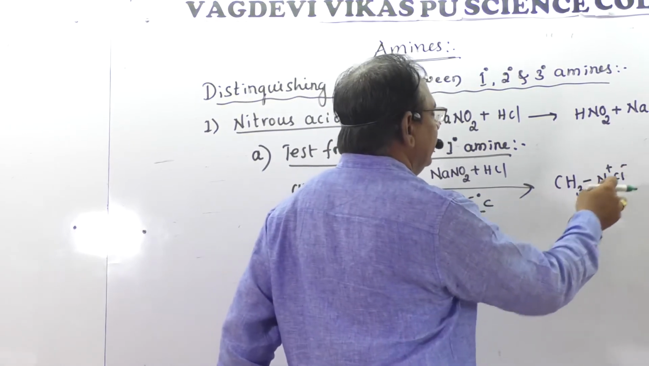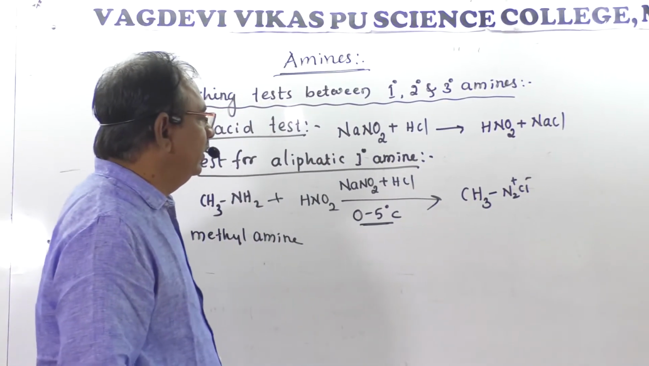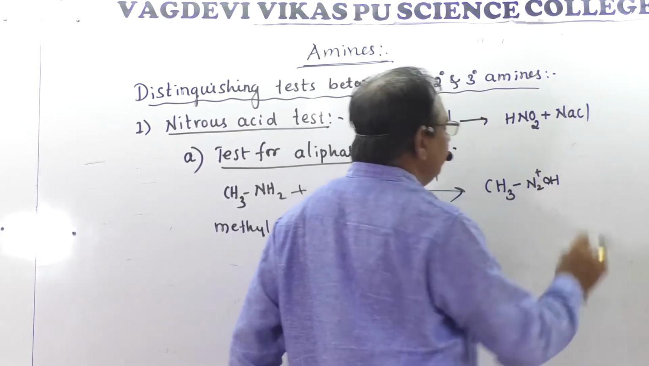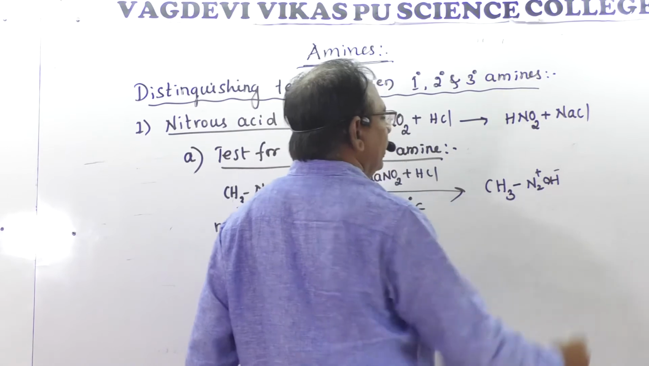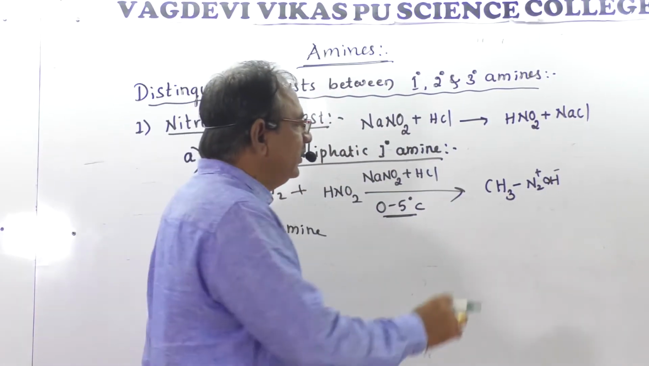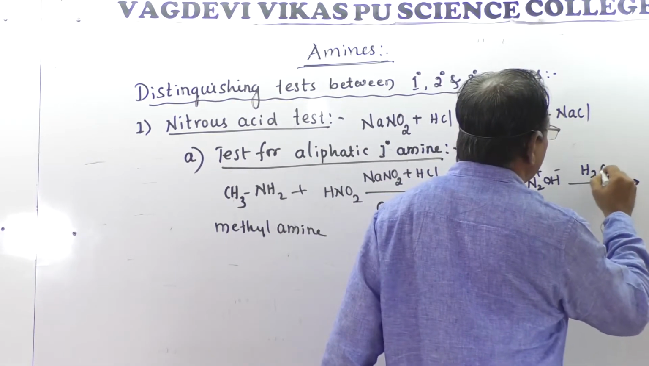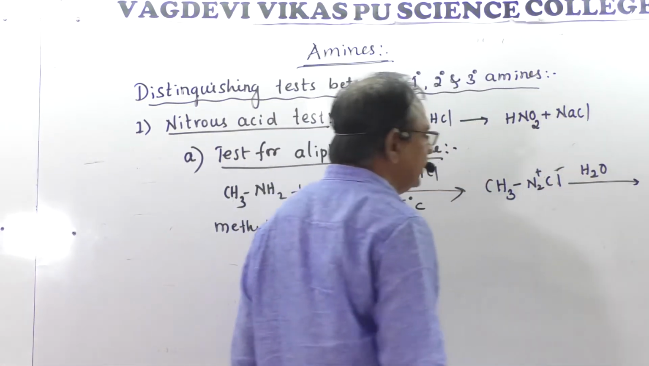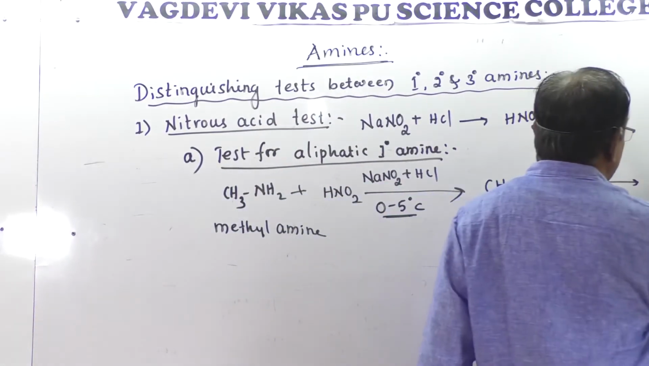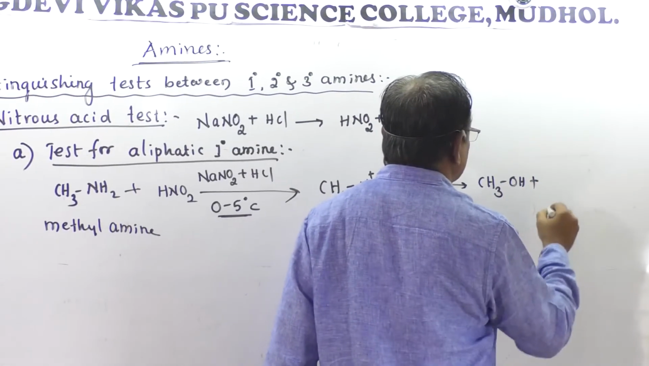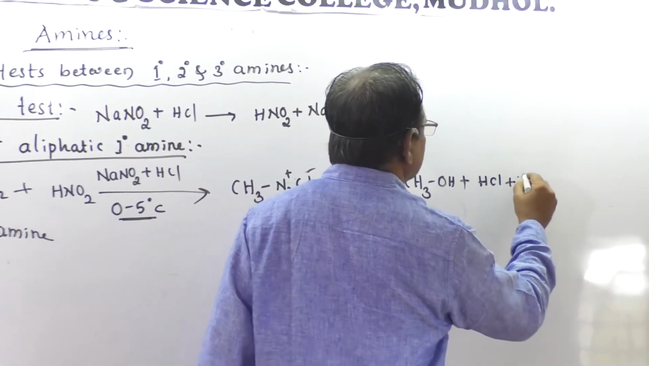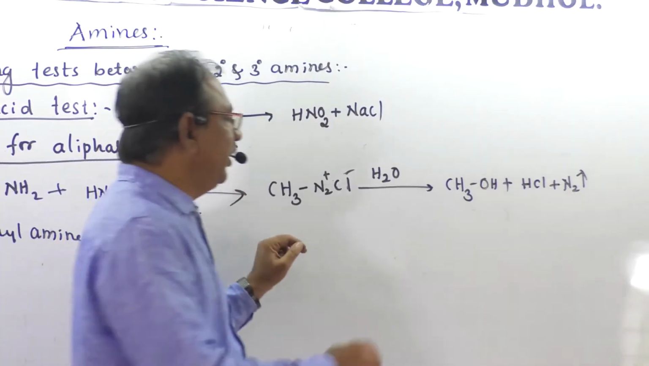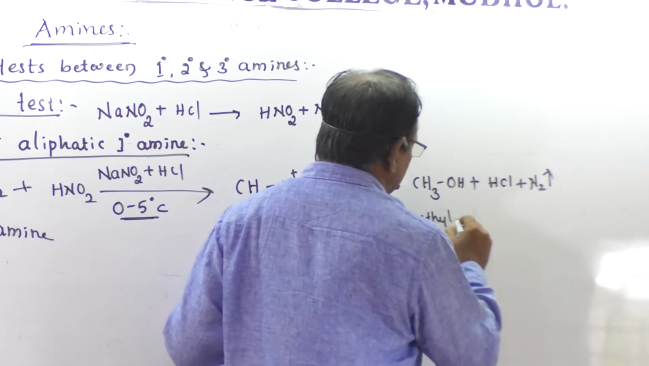This diazonium chloride, treated with hydrochloric acid, then undergoes hydrolysis to form CH3N2+OH-. Then this is heated or diluted by adding water, with Cl- to form CH3OH plus HCl, and nitrogen gas is eliminated. The formation of nitrogen gas indicates the formation of methyl alcohol.